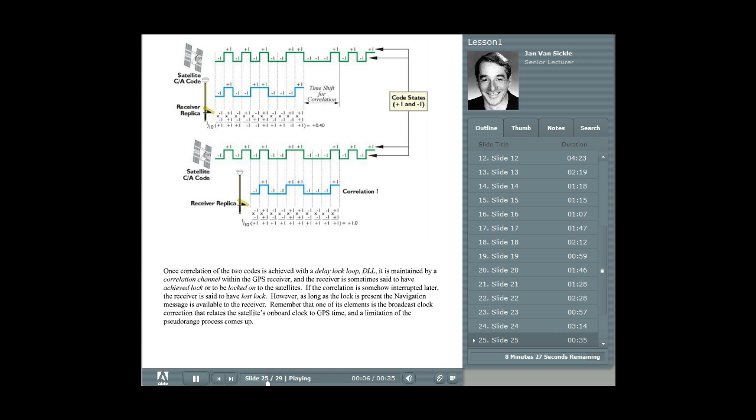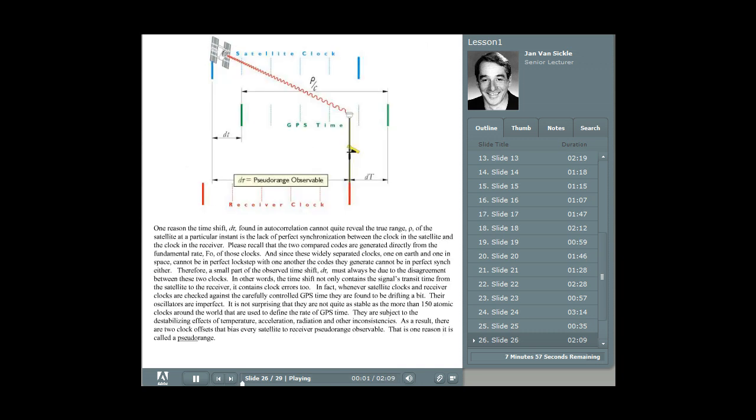Here on slide 25, I mentioned the delay lock loop, which allows this correlation to continue. Once the GPS receiver is locked onto the signal and has its code correlated, it can remain locked as long as there isn't a cycle slip, meaning as long as there is no interruption of the signal from that satellite, it's not obstructed in any way, the receiver can continue to log the signal from the satellite and stay correlated with the delay lock loop.